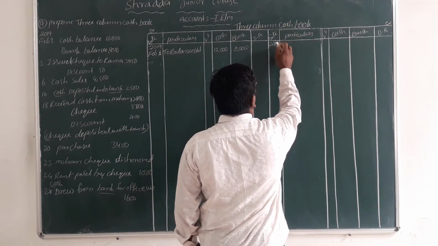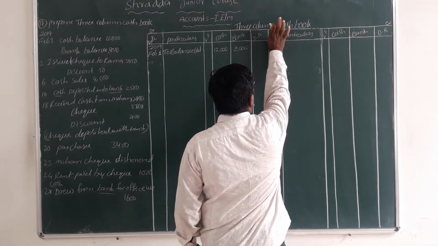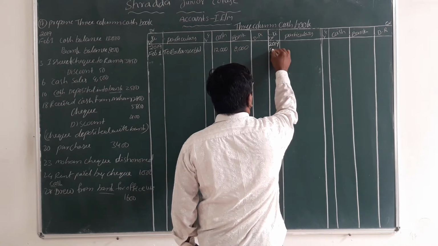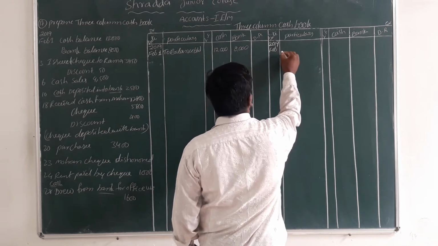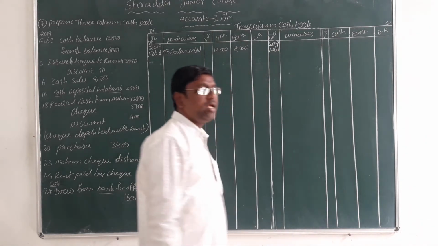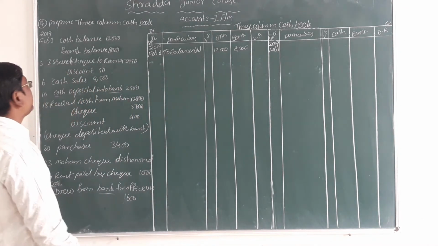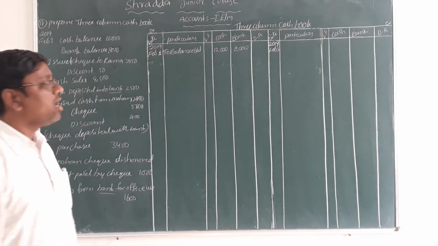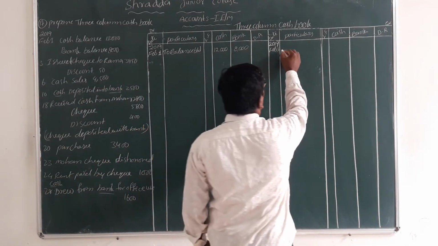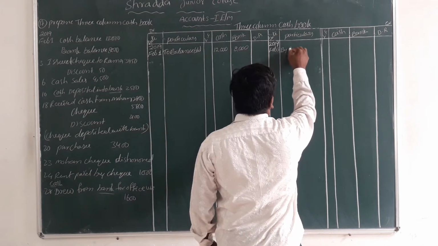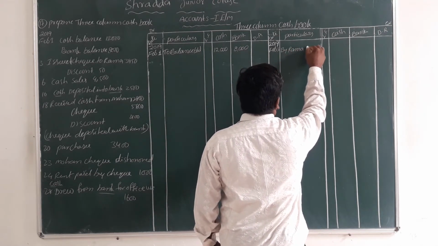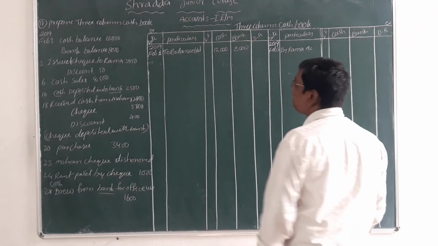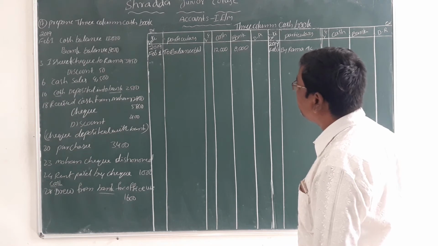2019 February. What is the date? The third date, February 3rd. Issuing the cheque. Who is the receiver here? Rama is the receiver of the cheque. That's why we write By Rama account. What is the amount of the cheque?